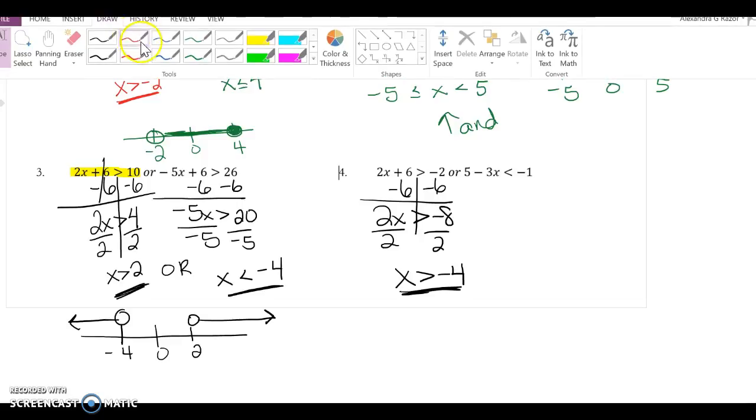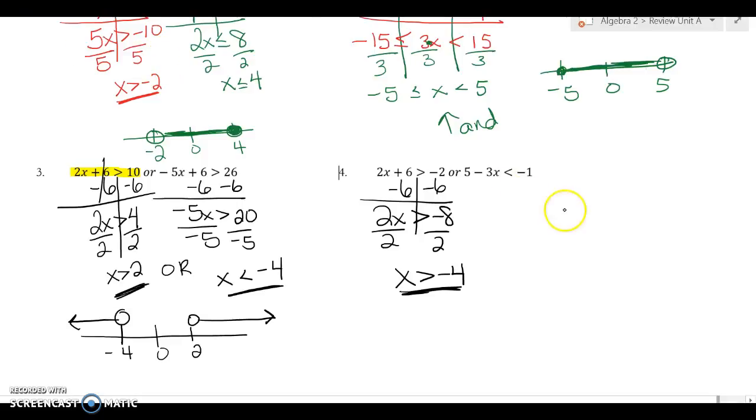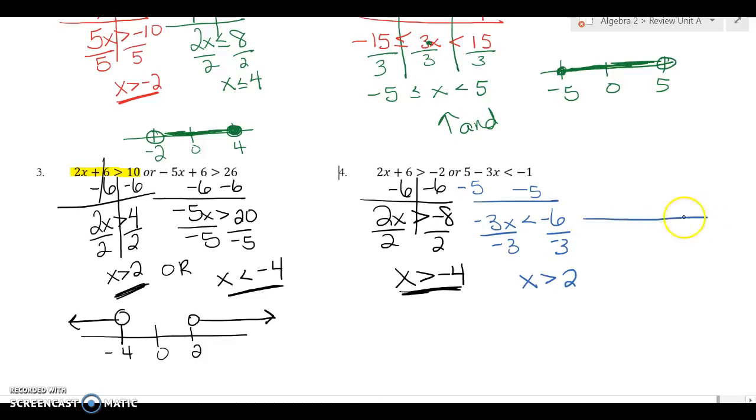I want to change colors because it's getting close over here. So for this one, I'm going to minus 5. And I get negative 3x is less than negative 6. Now I'm dividing by a negative, so I am going to flip my inequality. So what I have is a positive 2, and x is greater than that. But then I also have a negative 4, and x is greater than that.